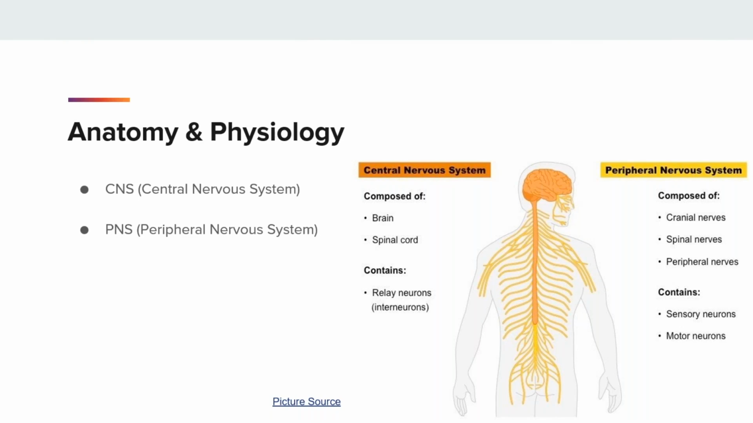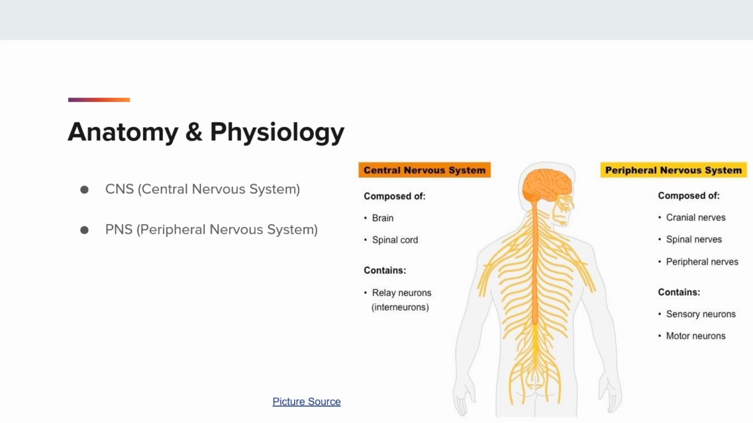Also, a vital part of the brain is the nervous system. The central nervous system, or CNS, includes the brain and spinal cord, and the PNS, or peripheral nervous system, is divided into the somatic and the autonomic nervous system that controls the nerves of the spinal cord and cranial nerves.